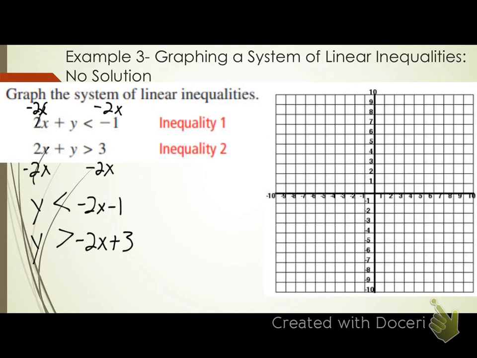Are those now slope-intercept form? Yes, they are. Y is by itself. The x value and the constant are on the same side of the inequality. So now we can graph them.